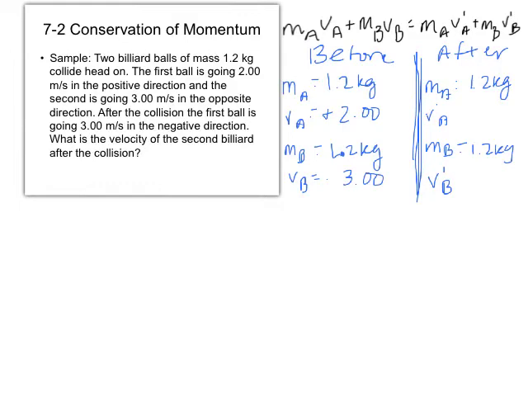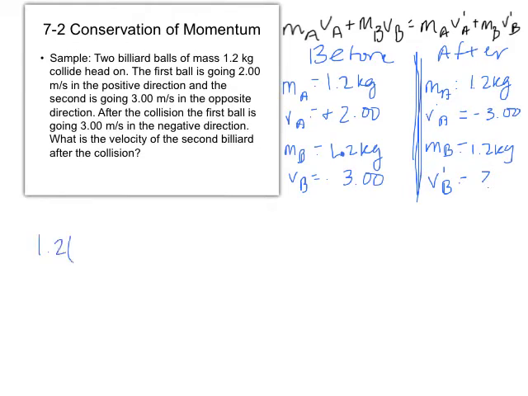After the collision, the first ball is going 3 meters per second in the negative direction. So now that becomes a negative 3. And the second billiard ball's velocity is our question mark. So once I have this organized, it's really easy. I just plug it in where it goes.